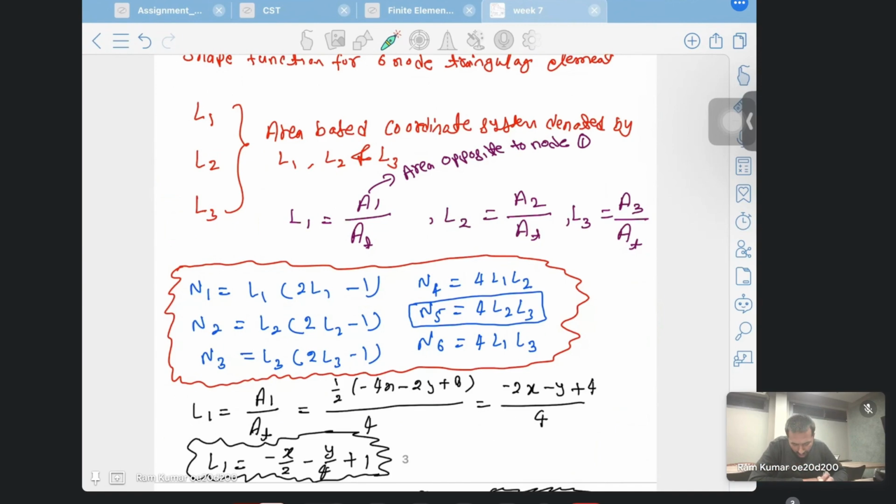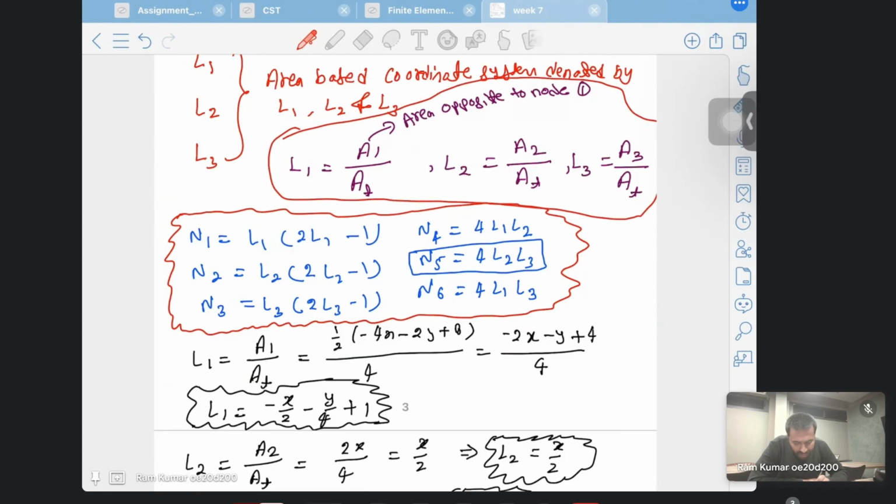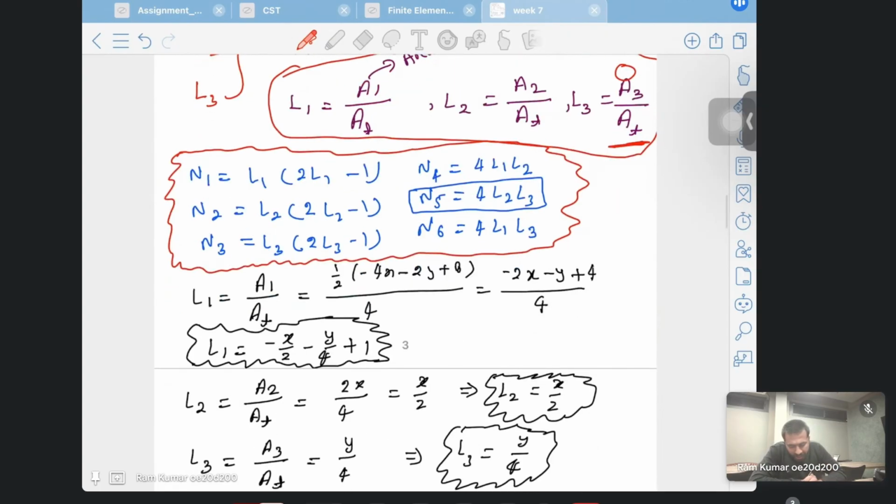For example, now I want to find L1. L1 equals this one. We have to remember L1, L2. And what is A1? Area opposite to node 1. What is A2? Area opposite to node 2, and area opposite to node 3 is our A3. And what is AT? AT is our total area, and we got our total area as 4 for this particular problem. It can vary from problem to problem.